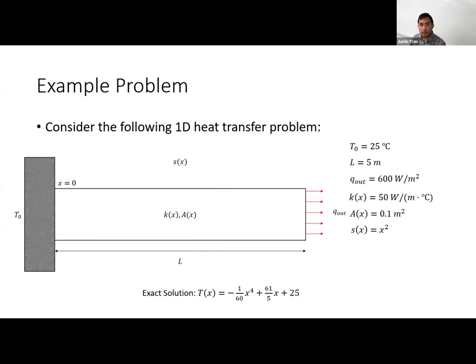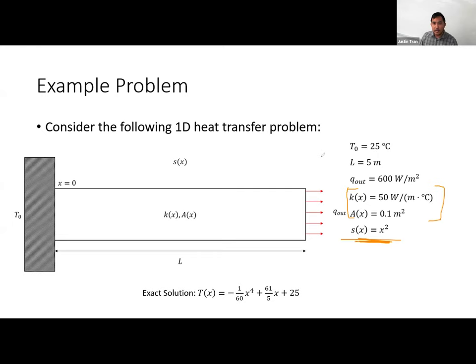Here's the problem that we're going to be dealing with. It's a 1D heat transfer problem on a straight rod with a fixed length. Its thermal conductivity and its area are both constants, so both K of X and A of X are constants. The biggest difficulty is that we have a thermal generation function, which is X squared, and we need to apply Gauss quadrature to integrate that term. Besides that, everything else is pretty much given to you here.